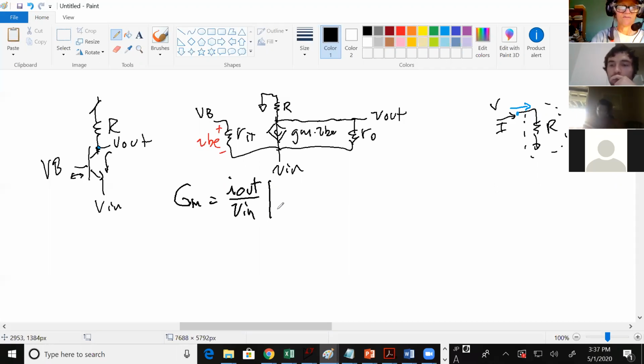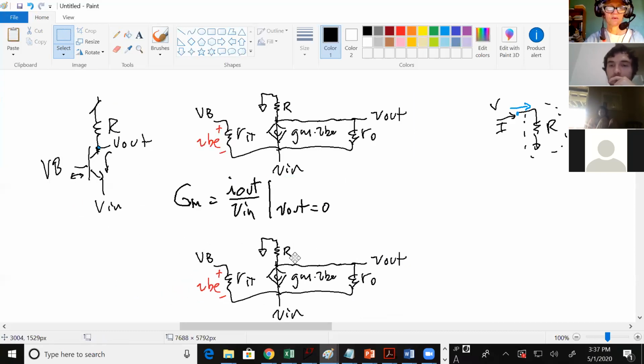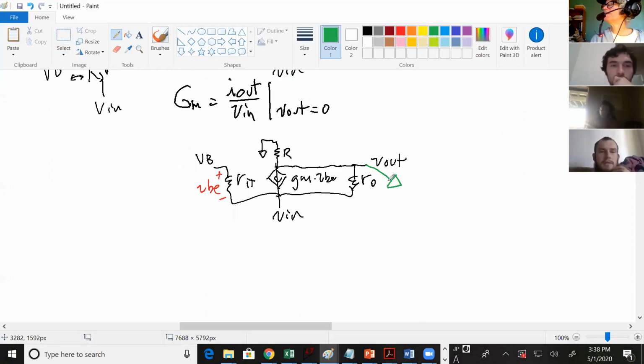V out equals 0. Okay, so I can set V out equal to 0. What else do I get to simplify here? The current source goes to a resistor of 1 over GM. Okay, but before that, what happens to that? Oh, that goes to the ground, sorry. Yeah, and then what you just said.